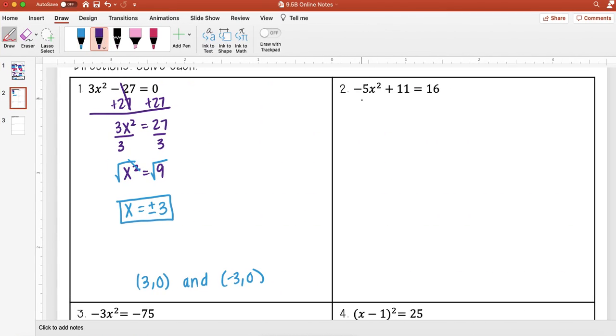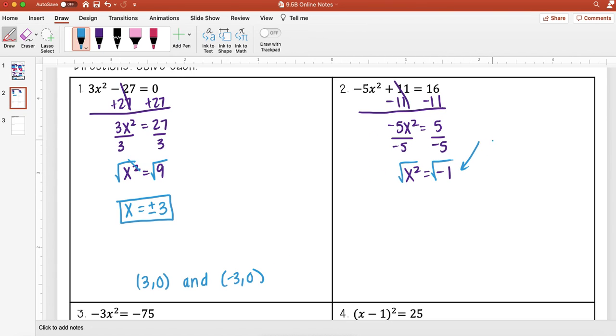Okay, looking at this next one, I'm going to first subtract 11 from both sides, and then divide both sides by negative 5, and then get x squared equals negative 1. And then I'm going to try and take the square root. However, I have a problem. I'm trying to take the square root of a negative number, and I can't do that. They have to be positive. So whenever that happens, this is just going to be no solution.